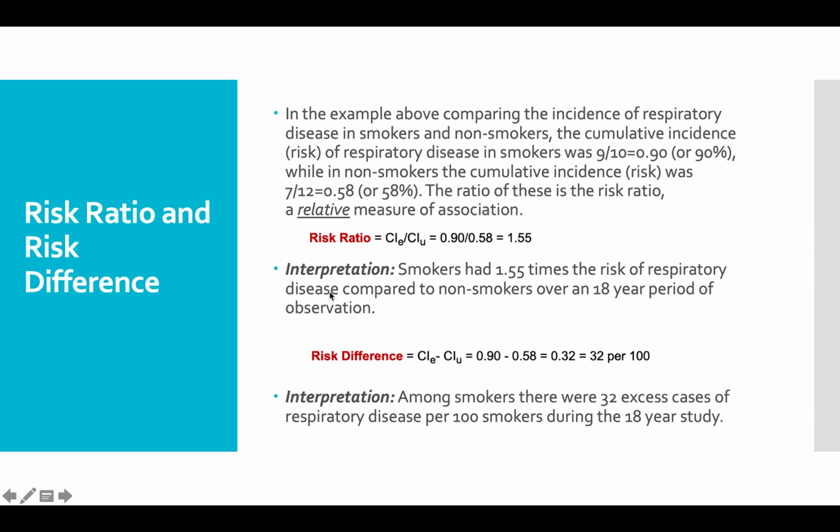If we would like to see the risk difference, we just subtract the risks. So the risk difference is 22 per 100 or 22%. The interpretation is among the smokers, there are 22 excess cases of respiratory disease per 100 smokers during the 18 years of study.